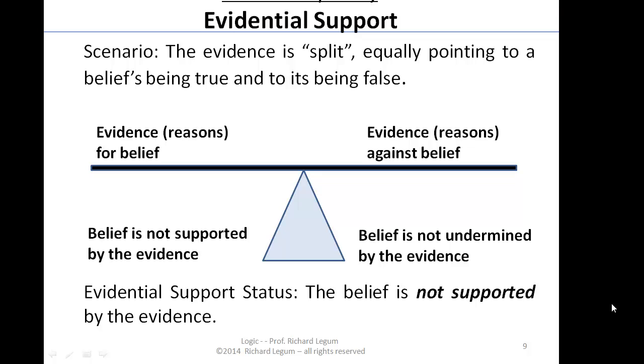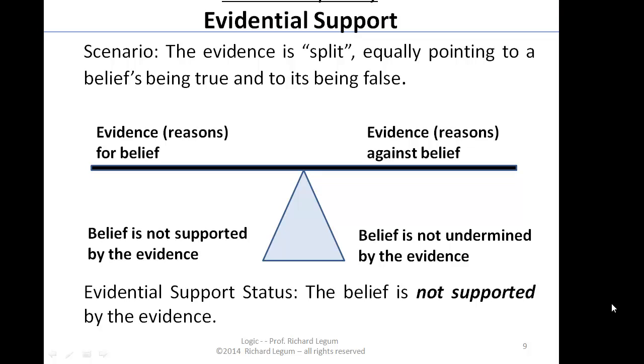And now the third scenario we're going to look at is that the evidence is kind of equally split, pointing to a belief being true, pointing to a belief being false. In that case, the belief is not supported by the evidence, and it also is not undermined by the evidence. So it's equal on both sides, so it doesn't provide good support because 50-50 isn't good enough.